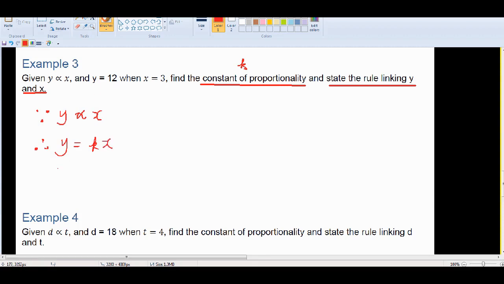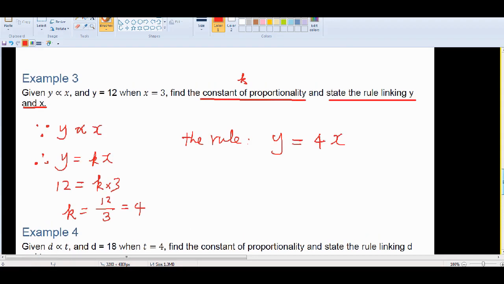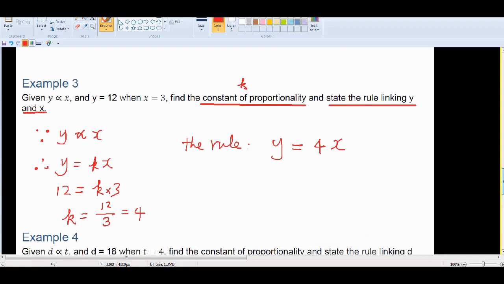Right, y is 12 and x is 3. Can you find k? It is 4. Right, so that's the first part of the question. So you have found the constant of proportionality. Next one, you are going to state the rule linking y and x. Okay, the rule would be y equals, k now is found as 4, so that's y equals 4x.